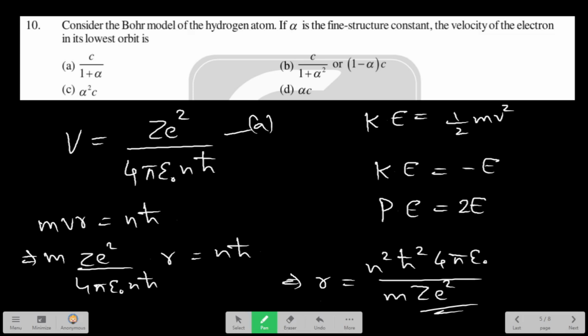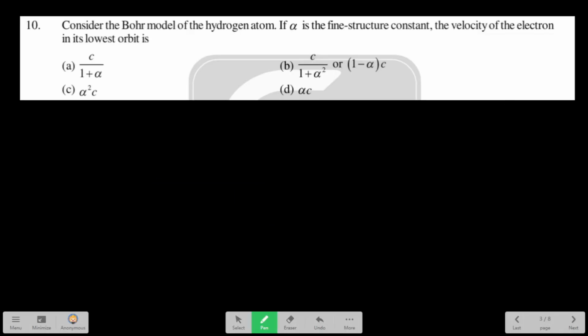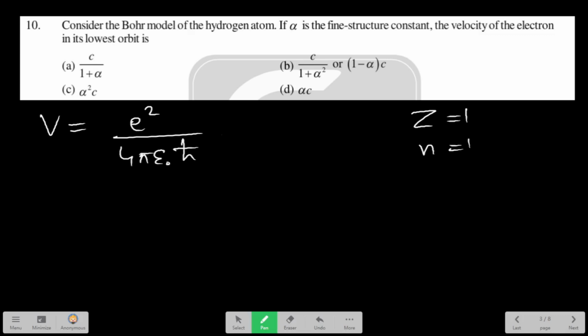Now let us come back to the question. In this question it is asked the velocity in the lowest orbit for hydrogen atom in terms of fine structure constant. So v is equal to, in the case of hydrogen atom, Z is equal to 1, and in the lowest orbit n is equal to 1. So we have e square divided by 4 pi epsilon naught h cross. This is the velocity in lowest orbit for hydrogen atom.